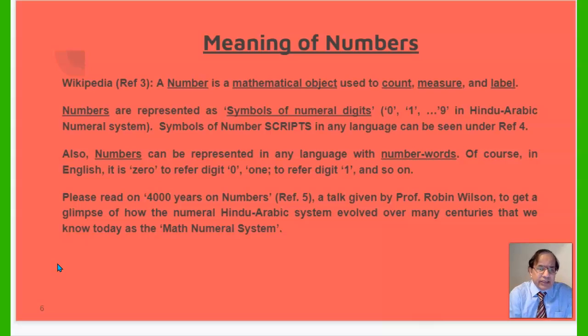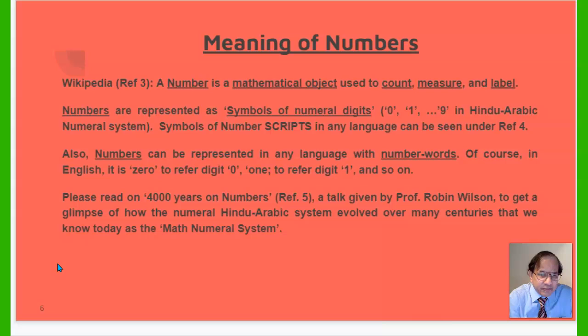Of course, any viewer can go to the web and type "number" under the Wikipedia website. A number is a mathematical object used to count, measure, and label. Numbers are represented by symbols of numerical digits 0 through 9.